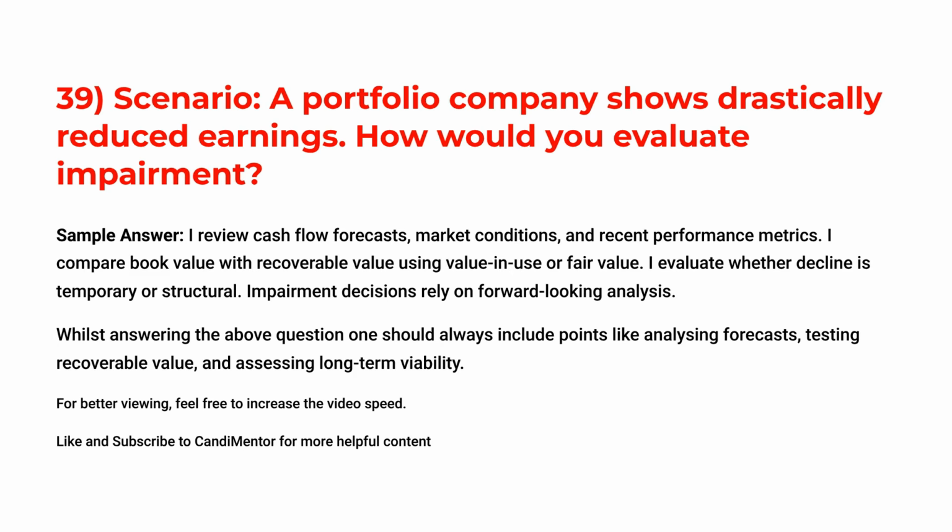Scenario: a portfolio company shows drastically reduced earnings. How would you evaluate impairment? Sample answer: I review cash flow forecasts, market conditions, and recent performance metrics. I compare book value with recoverable value using value in use or fair value. I evaluate whether decline is temporary or structural. Impairment decisions rely on forward-looking analysis. While answering the above question, one should always include points like analyzing forecasts, testing recoverable value, and assessing long-term viability.